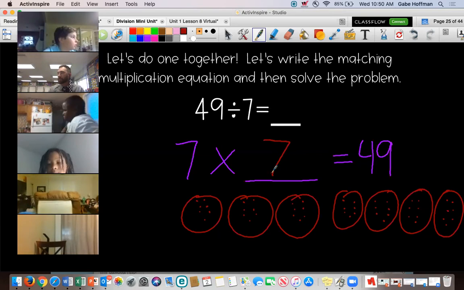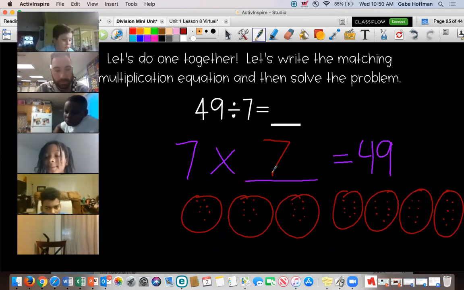Go ahead, Mr. Hoffman, did we send home those triangle fact sheets? They did go home in the summer? Yeah. Okay, so you guys should all have these fact family triangle sheets that look like this, okay?